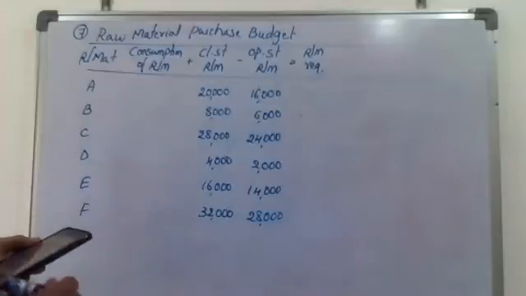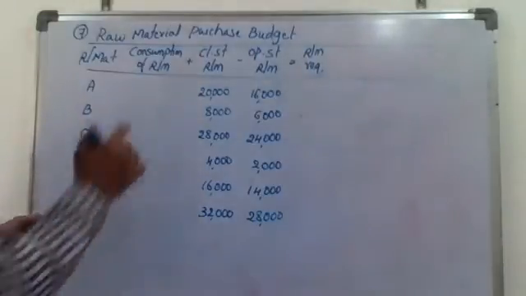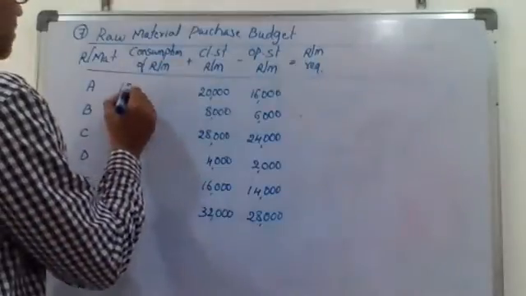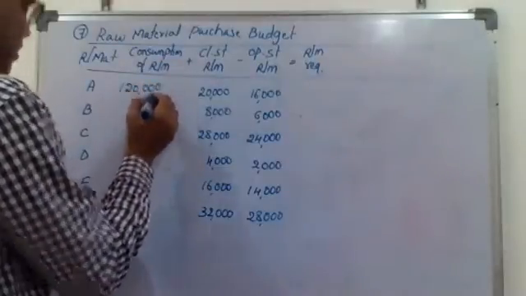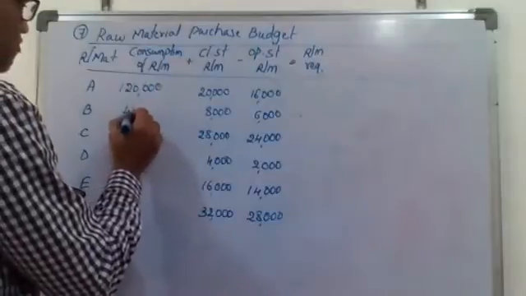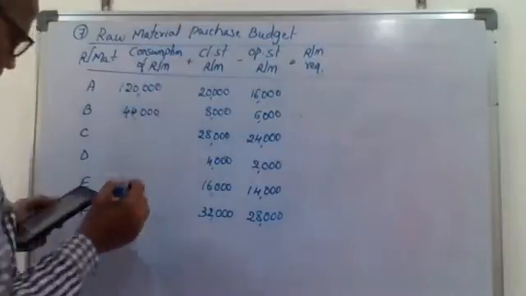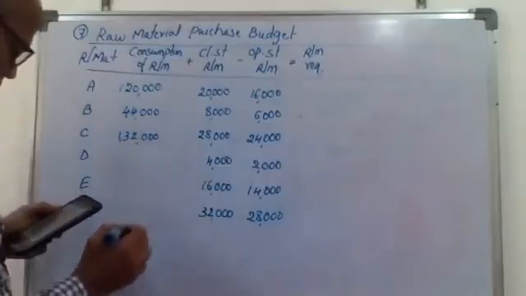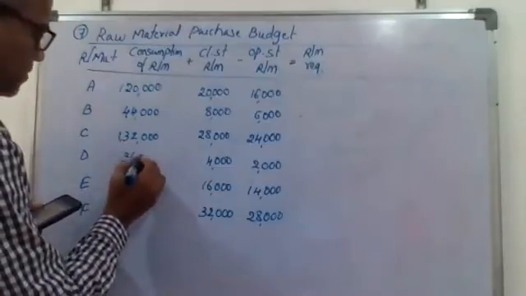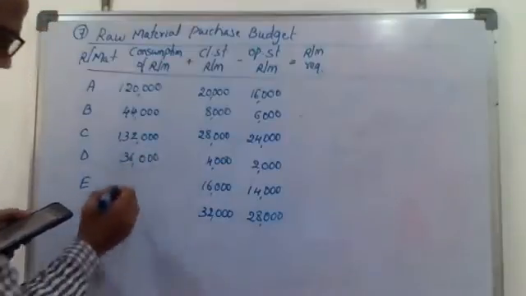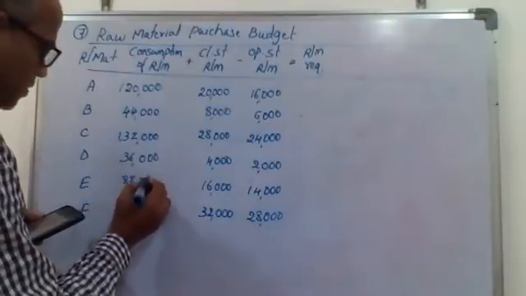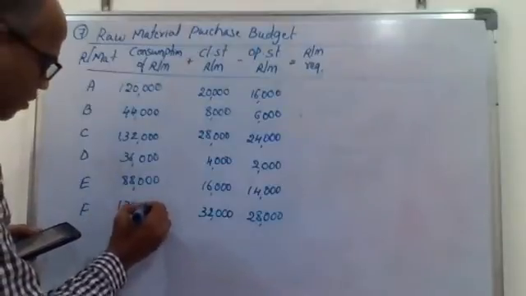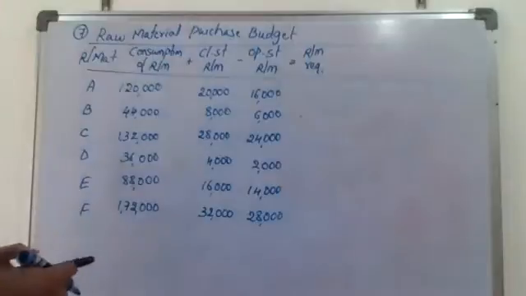And down you have consumption. Consumption is directly given. Estimated consumption is directly given. 1,20,000 of A, 44,000 of B, 1,32,000 of C, 36,000 of D, 88,000 of E, and 1,72,000 of F.